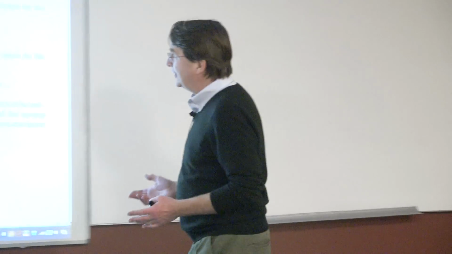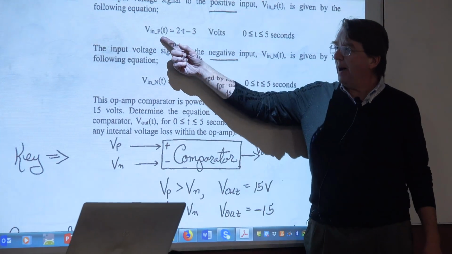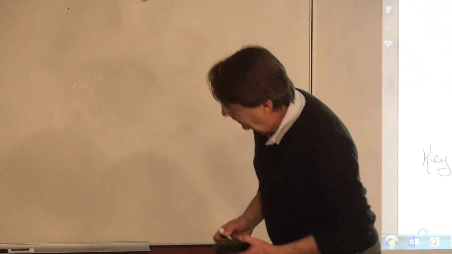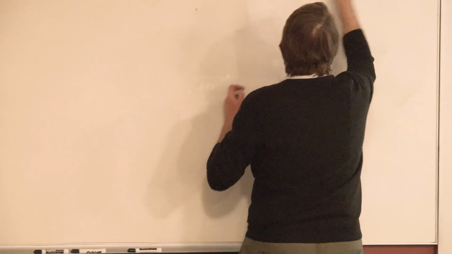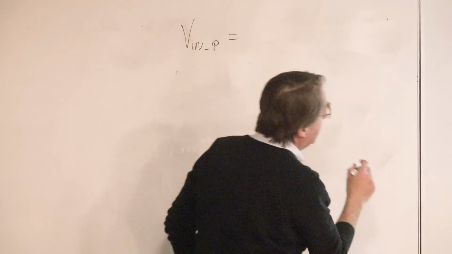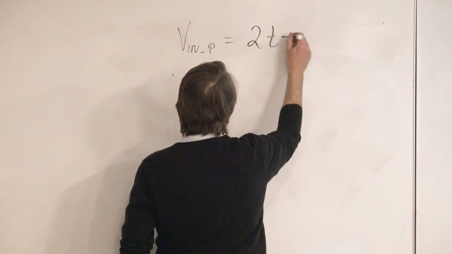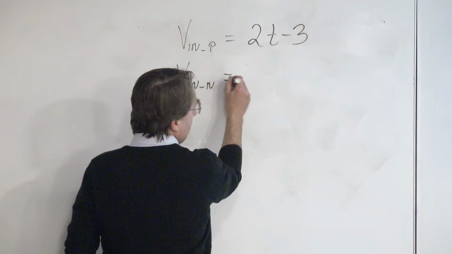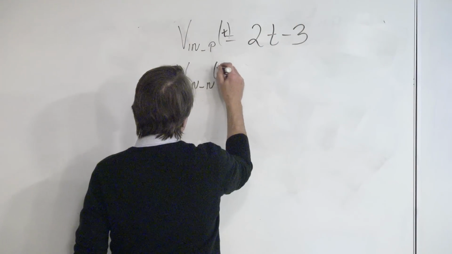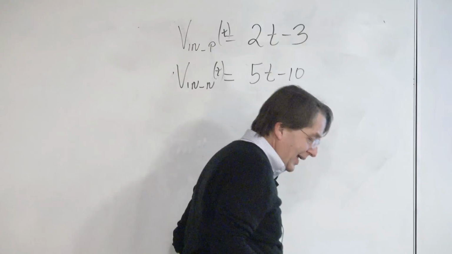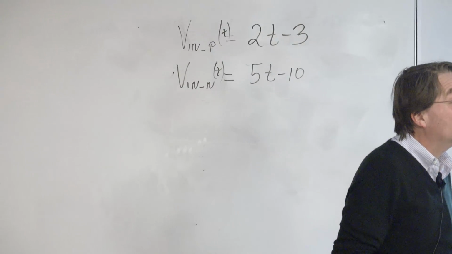So now, I say, look, V in positive is 2t minus 3. V in negative, as a function of t, is 5t minus 10. Determine the output. It sounds daunting. It isn't. Here's the secret.